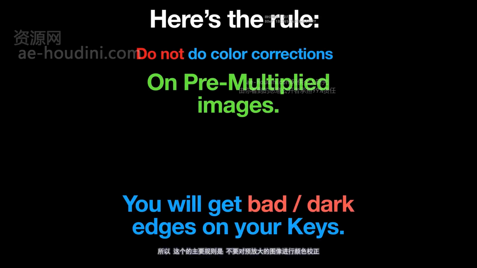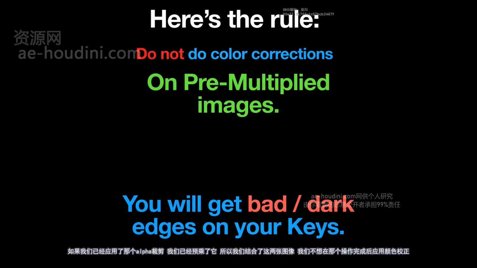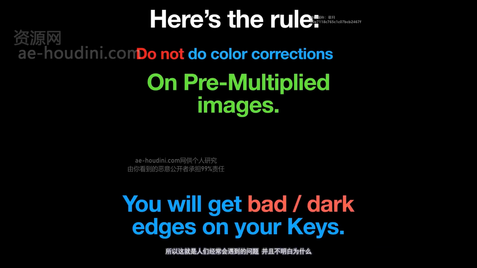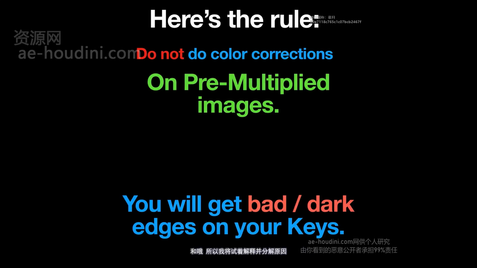So the main rule with this is do not color correct on premultiplied images. If we've already applied that alpha cutout and we've premultiplied it, so we've combined those two images, we don't want to apply color corrections after that operation has been performed. This is usually where people get a little bit tripped up, not understanding why. So I'm going to try to explain and break down the reason.